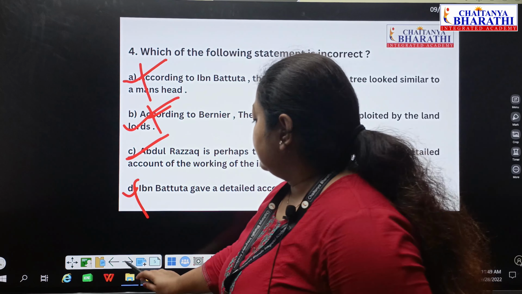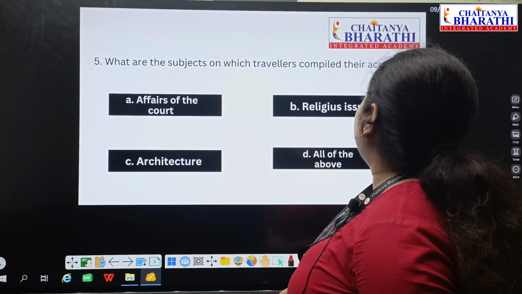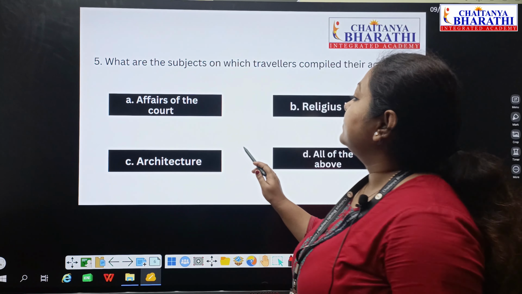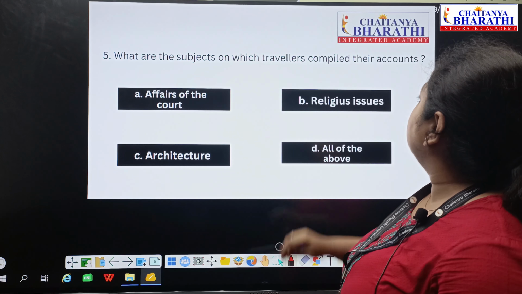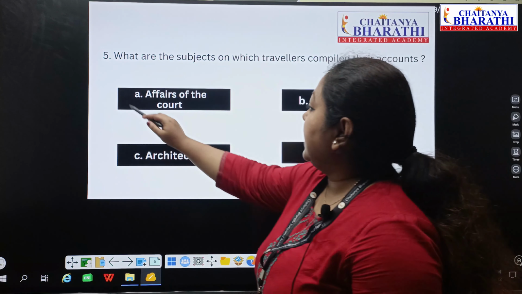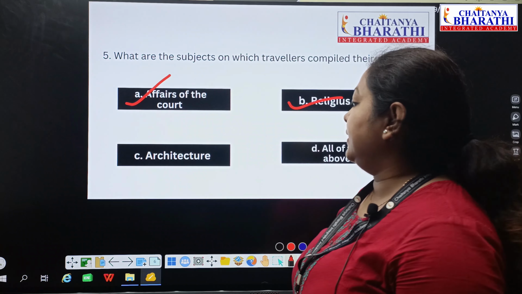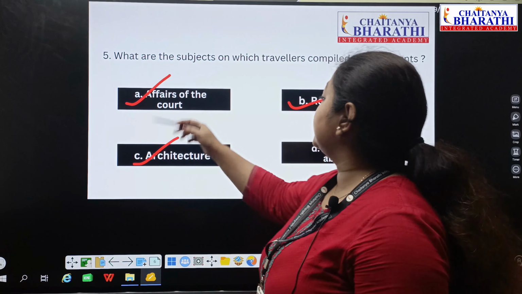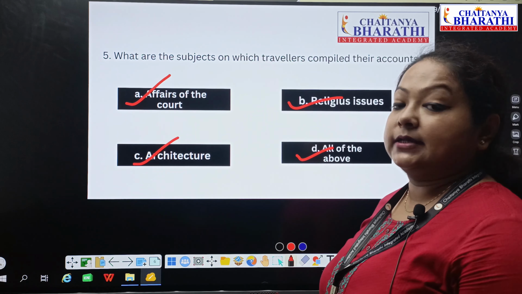Okay, let us go to the next question. What are the subjects on which travelers compile their accounts? Travelers compile their accounts on affairs of the court, yes. Religious issues, definitely. Architecture, yes. All these three could be seen in the accounts of the travelers. That means all of the above is the correct answer.